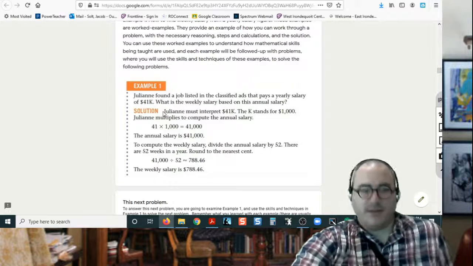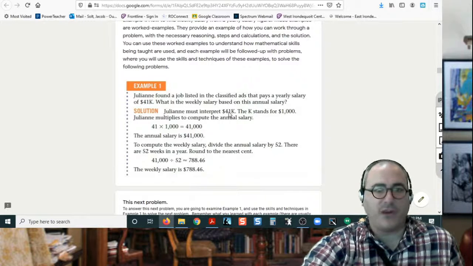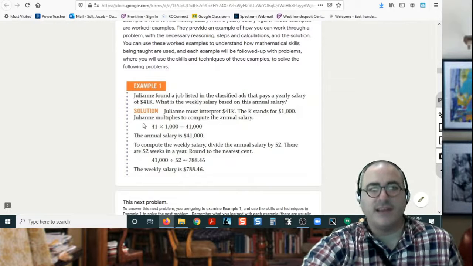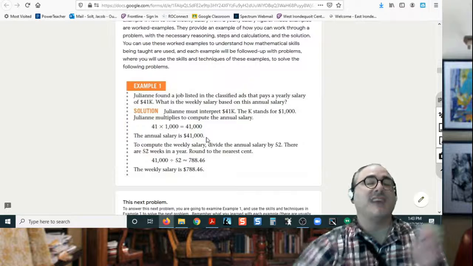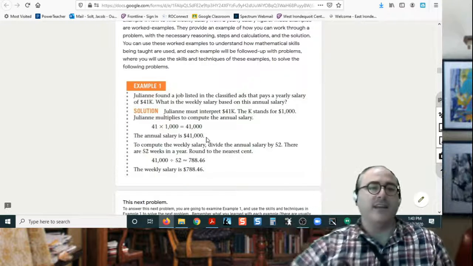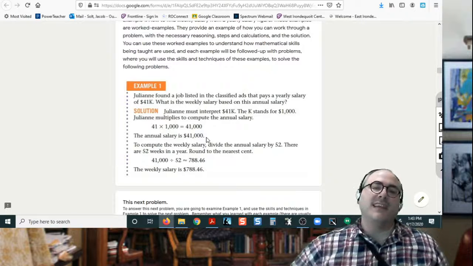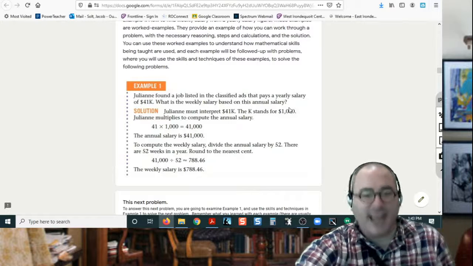All right, so the solution is already here. Julianne has to interpret 41K. The K stands for 1,000, so Julianne's going to multiply the 41 by 1,000 to compute the annual salary. So she's going to put 41 times 1,000 into her calculator, which gives her 41,000. So the annual salary for Julianne here is 41,000. So now 41,000 is how much she makes per year. She makes $41,000 per year. And now we want to find out how much she makes per week, right? Because the question says, what is the weekly salary based on the annual salary?